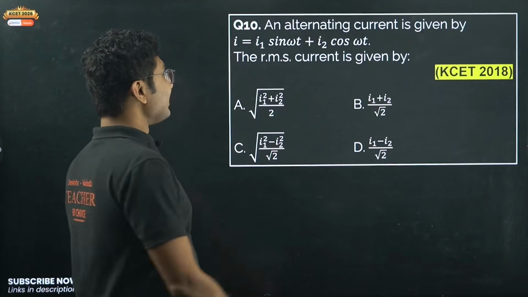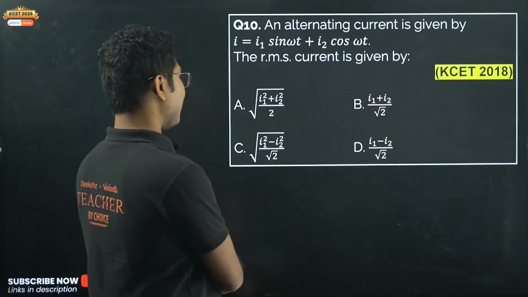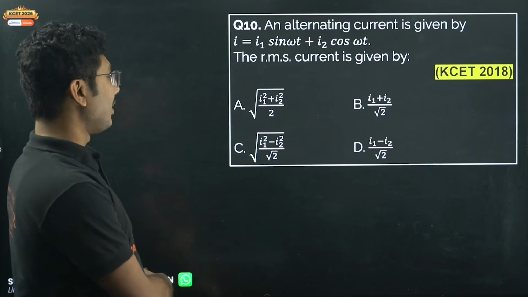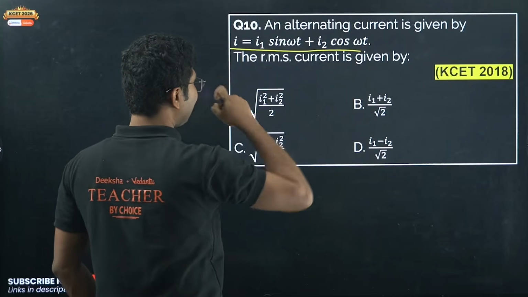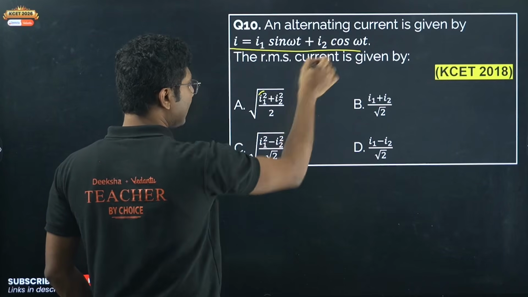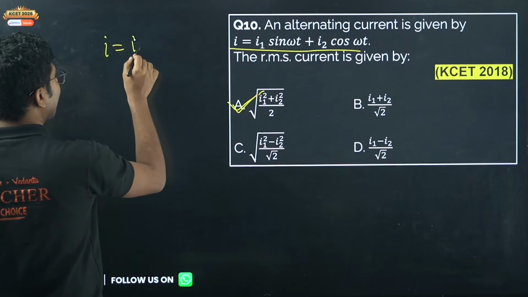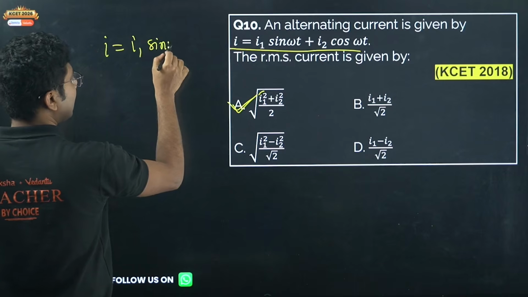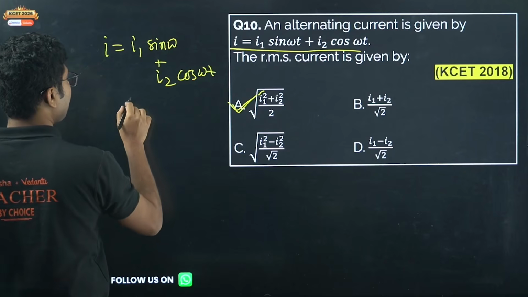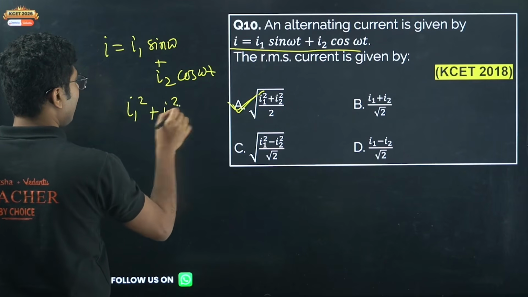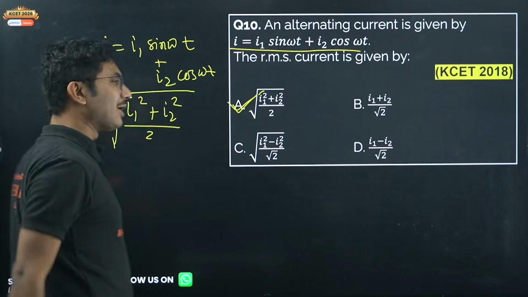An alternating current is given by I equals I1 sin omega t plus I2 cos omega t. So the RMS current is given by... When you are adding two separate currents, the RMS current will be the square of the individual currents divided by 2. So if the current is I1 sin omega t plus I2 cos omega t, then it will be the square root of (I1 square plus I2 square) by 2. If both of them are sin omega t, then what will be the answer?